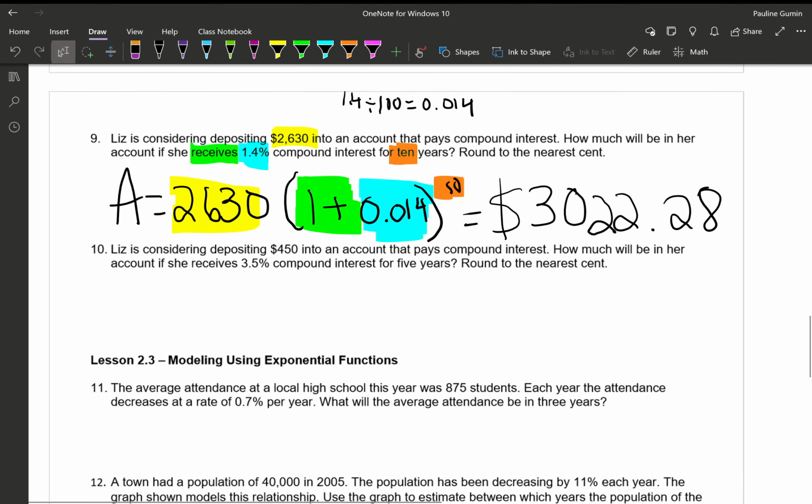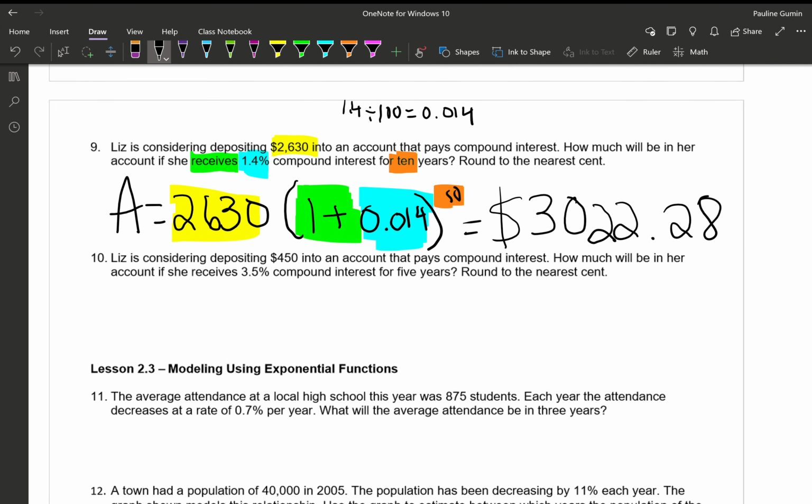Let's do the same thing for the next one. Now Liz is considering depositing $450 into an account that pays compound interest. How much will be in her account if she receives 3.5% compound interest for 5 years? Okay, she starts with $450. There we go. She's receiving again, so that's 1 plus.